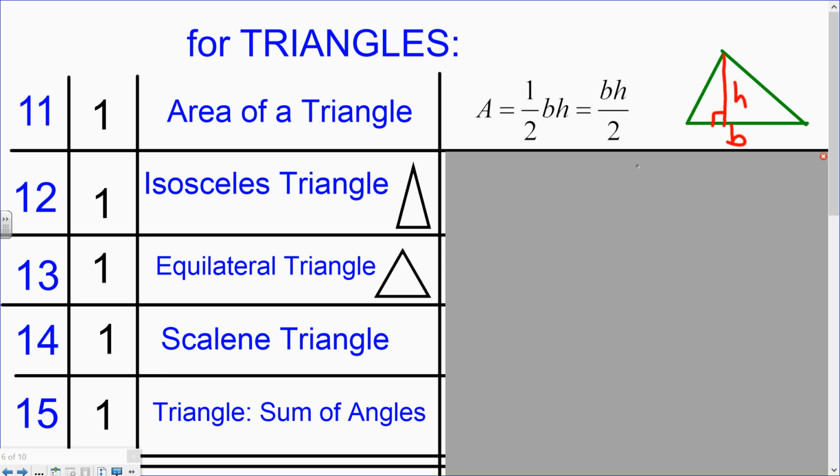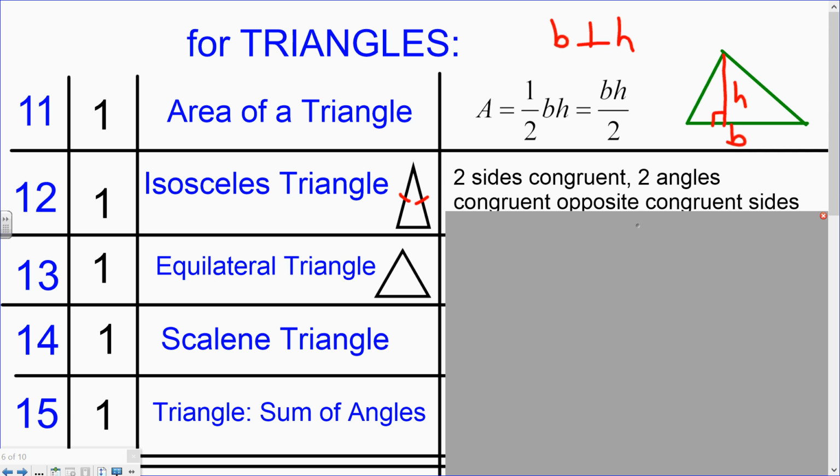But you'd be surprised how many times, even in the advanced class, I get H for one of those other sides of the triangle. Base and height must make a 90-degree angle. They must be perpendicular. Isosceles triangle, you see my picture here. We've got 2 sides that are congruent, but we also have 2 angles that are congruent. And notice that the 2 congruent angles have to be across from the congruent sides.